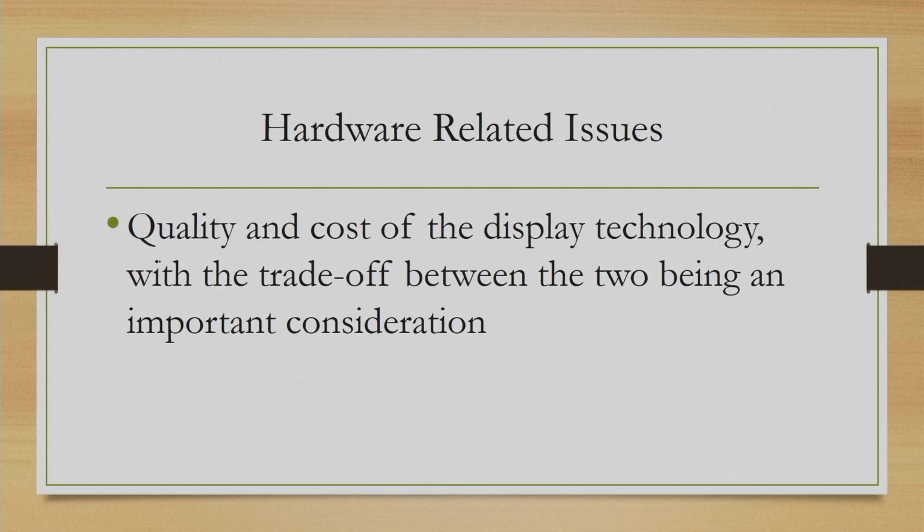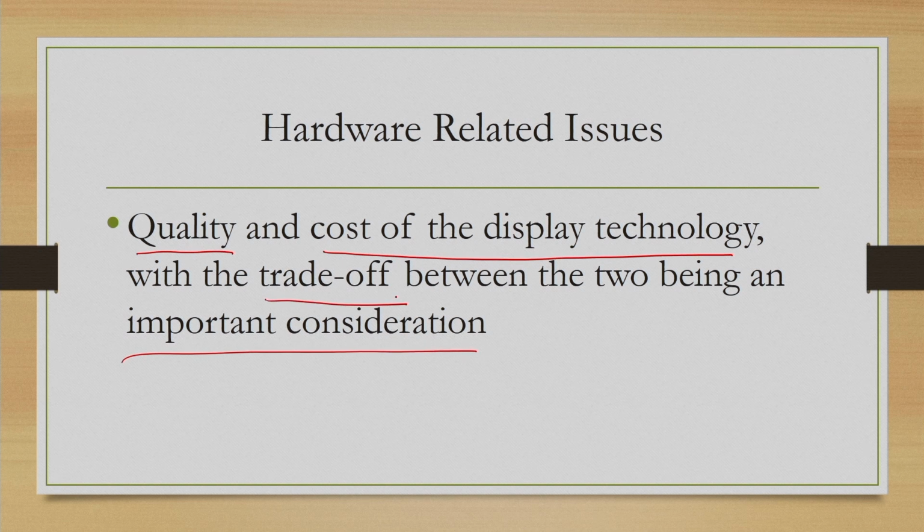Now, there are some hardware related issues as well. Why are those important? Because the quality and cost of the display technology is an important concern, because there is always a trade off between the two, the quality of the hardware as well as the cost. So, we cannot get high quality in low cost and vice versa. And while building a graphics system application, we need to keep in mind this trade off.